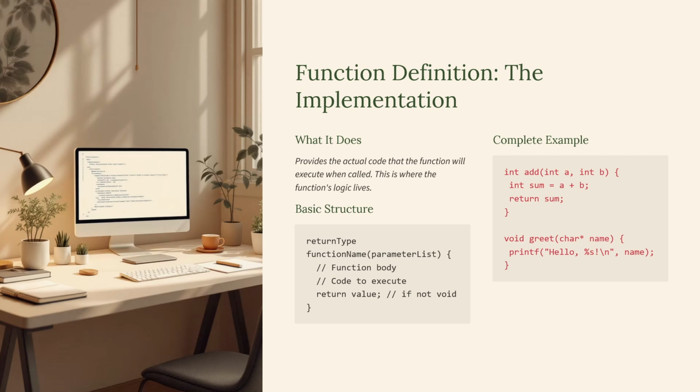A function definition includes a return type, function name, parameter list, and function body enclosed within braces. So this is the basic structure of the function definition. We are going to have a return type, a function name followed by the parameter list. Within the braces is the actual code where the logic of the function lives.